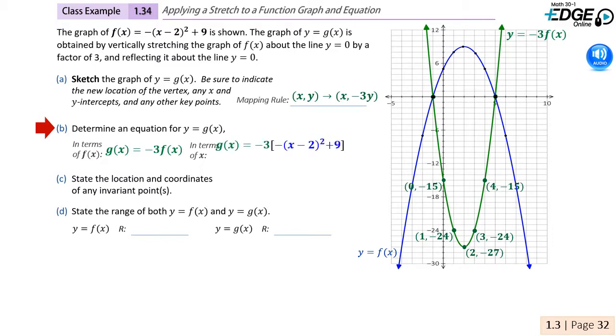When we want to write this in terms of x, we would now replace f of x with its equivalent expression of negative (x minus 2) squared plus 9. And as we distribute that negative 3 through, we see that it becomes positive 3 (x minus 2) squared minus 27. And that makes sense given our corresponding graph, because our graph was opening upward, so a positive a value, and had its vertex at positive 2 and negative 27, which we now see explicitly in that vertex form.